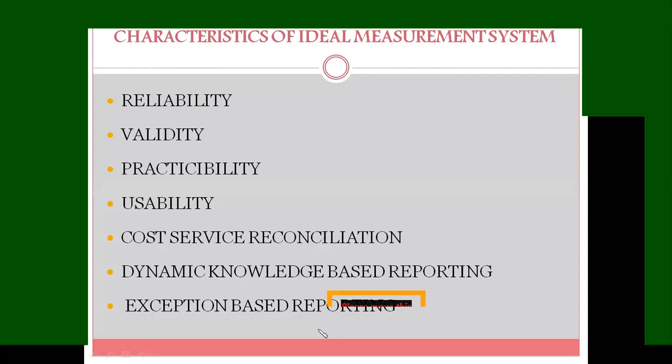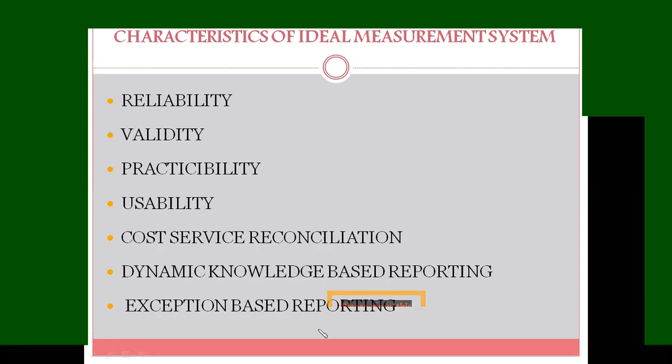Then the next one is cost service reconciliation. What is reconciliation? Matching. The amount you are spending and the services you are providing should actually match. Many times what happens is that reports suggest there is some kind of error in the cost and service delivery, the cost incurred and service delivered. So there should be an ideal performance measurement system to identify and actually coordinate relevant cost and revenue in order to make the best decision.